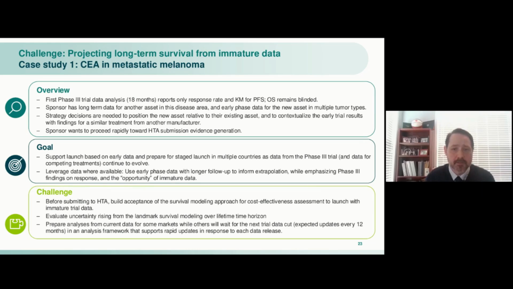So the question is, how did we do that? And how did we understand and quantify the uncertainty coming from some of these early survival models and this early data, and what risks are associated with that uncertainty?